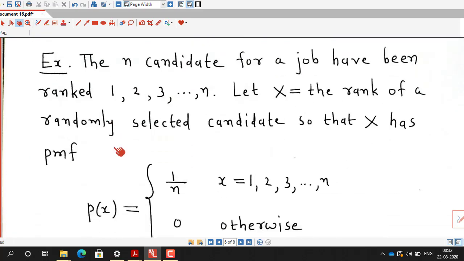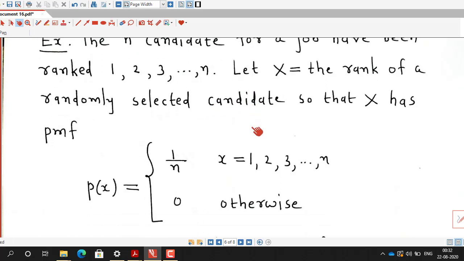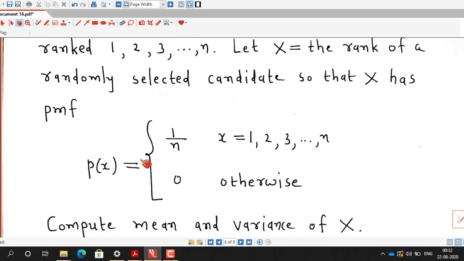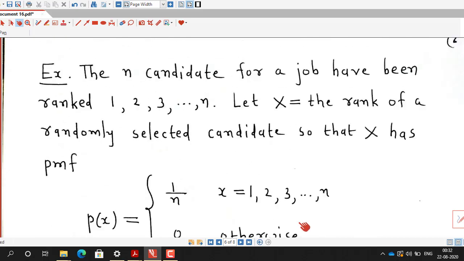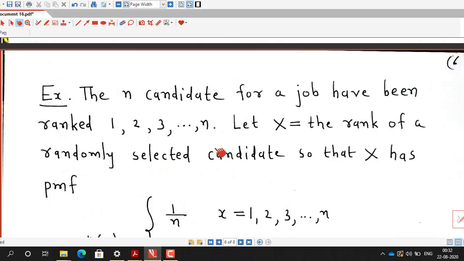We consider one more example. It is given that n candidates for a job have been ranked from 1 to n. Let capital X equal the rank of a randomly selected candidate, and the PMF of capital X is given: P of x equals 1 by n when x takes the values 1 to n, otherwise 0. So we have to compute the mean and variance of this random variable capital X.